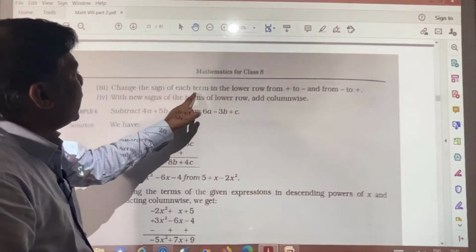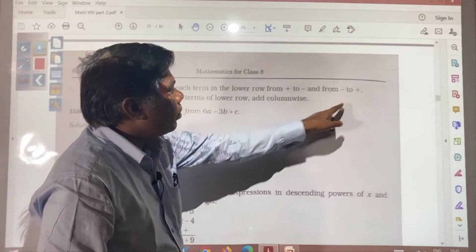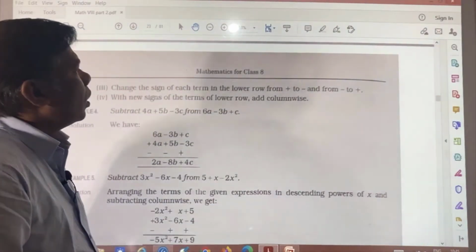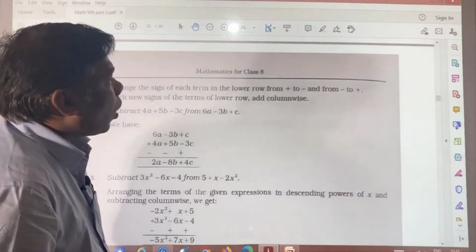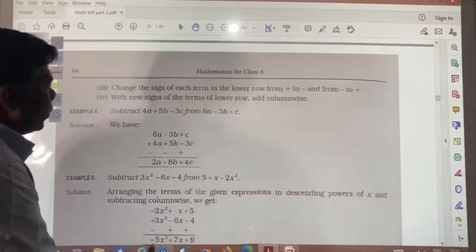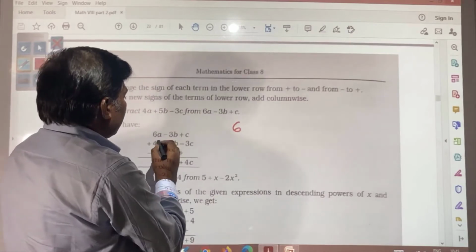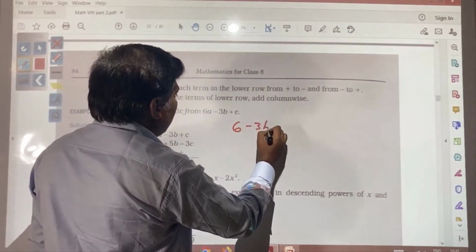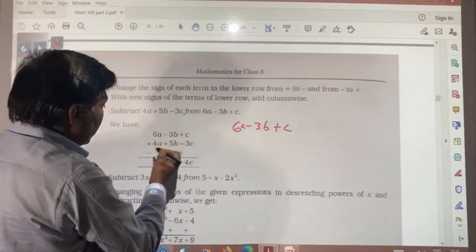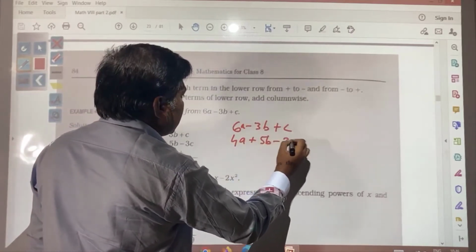Change the sign of each term in the lower row from plus to minus and from minus to plus. With the new signs of the terms in the lower row, add column-wise. Here you see, this is very important to learn. Already you have done it, but then also you see we have two expressions, 6a minus 3b plus c, and we said you need to subtract this 4a plus 5b minus 3c.